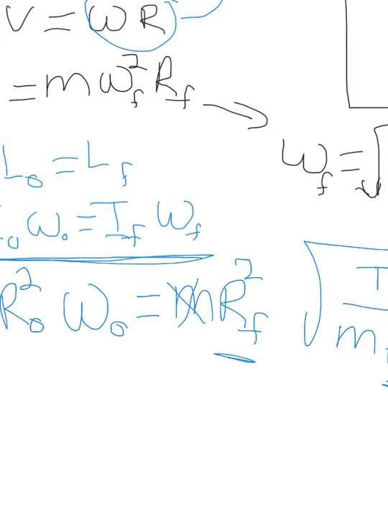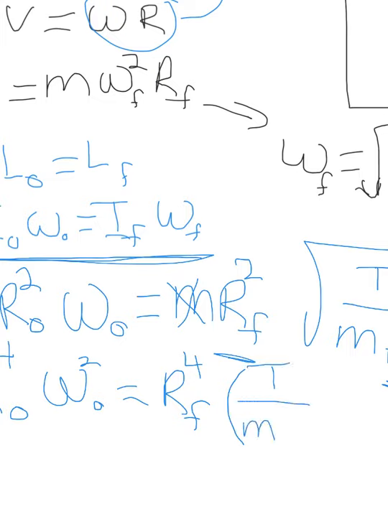Just as a hint, the first thing you're going to want to do is square everything in your equation to get rid of this square root. So you get r initial squared squared, so that's r initial to the fourth, omega initial squared, equals r final to the fourth, and now our omega final from before is squared, so that gets rid of the square root, so we have T over m r final. So you can cancel out this r final with one of these, making that a 3, and then solve for r final, but you'll have to do a cube root, so get excited for that.